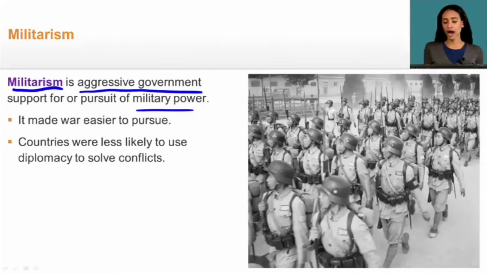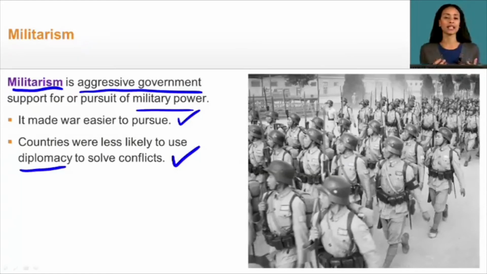Now, you can see a photograph here of soldiers, and you can see that line of soldiers seems to go on forever, well beyond the borders of the picture. And that really shows what militarism is. It's growing your army and your navy, because the hope is it's going to make war easier to pursue. And as a country that is pursuing militarism, your hope is that other countries, particularly the countries you see as threats or enemies, are going to be less likely to want to fight you, but if they do want to fight you, you are going to be less likely to use diplomacy to solve conflicts.